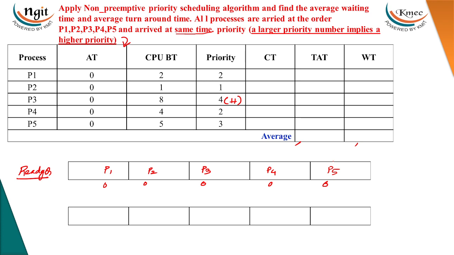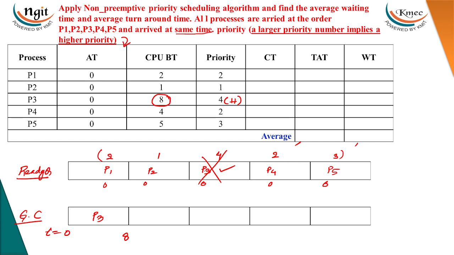Then we need to start loading the processes into the CPU. First, let's write the priorities here. What is the priority of P1? 2, P2 is 1, P3 is 4, P4 is 2, P5 is 3. Out of these, P3 has the highest priority. So at time t equal to 0, P3 is loaded into the CPU first. This will be your Gantt chart. The burst time of P3 is 8, so it executes from 0 to 8 and completes.